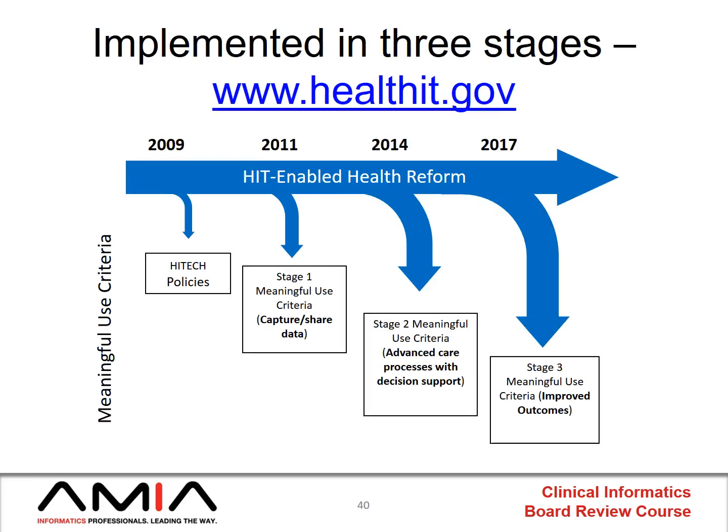The program has been set up to be implemented in 3 stages. These were initially 2-year increments, but stage 2 was pushed back to 2014, and then stage 3 was subsequently pushed back to 2017. In stage 1, the goal is capturing and sharing of data, so basically implementing systems. In stage 2, the goal is advanced care processes with decision support, and in stage 3, there will be emphasis on improved clinical outcomes.